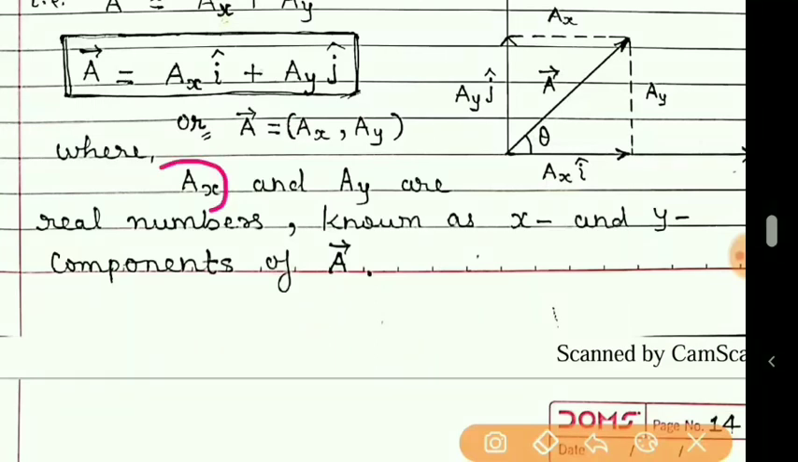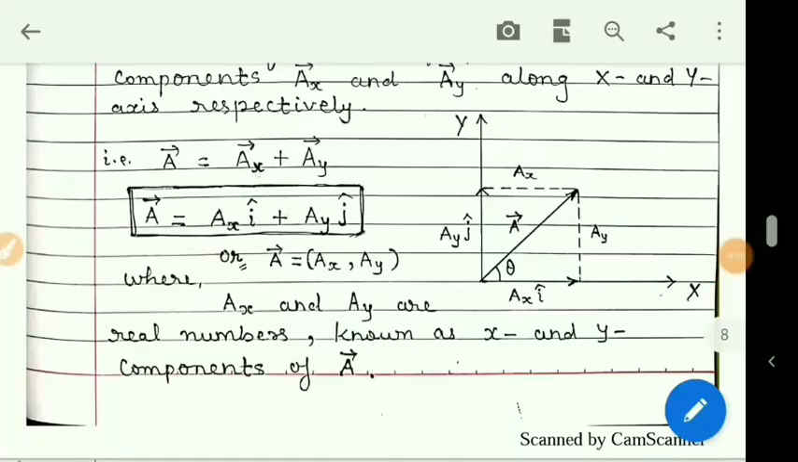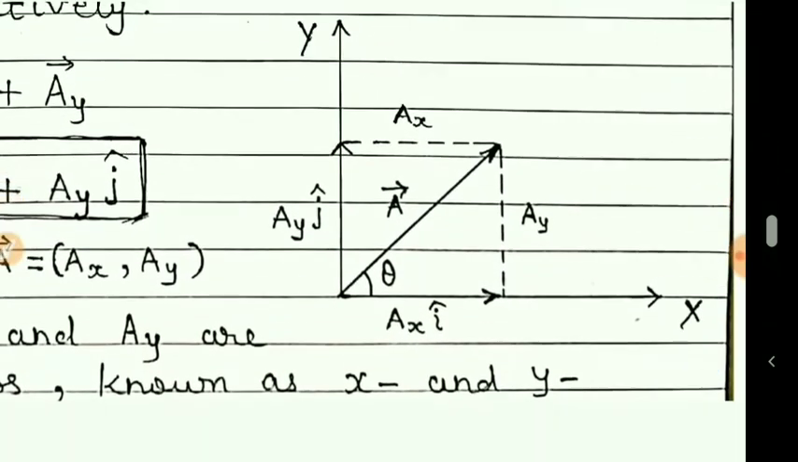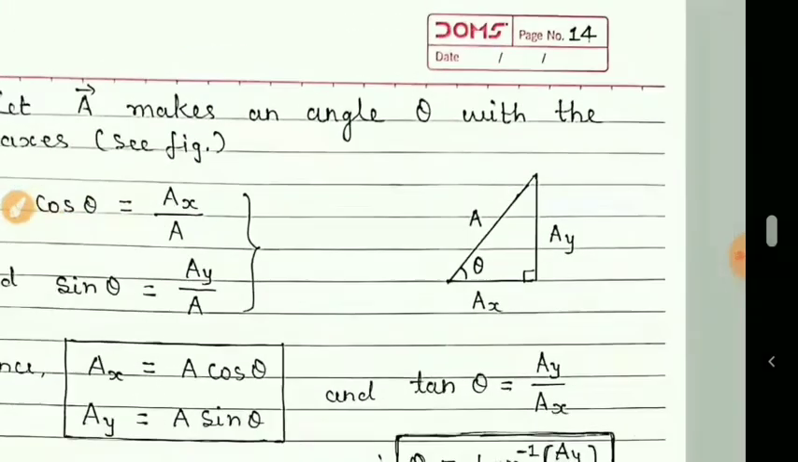Students, here this Ax and Ay are the real numbers which are known as the x and the y components of vector A. Now students, you can see here in this figure that this vector A makes an angle theta with the x-axis, and this theta shows the direction of this vector A. Now considering only magnitudes of A, then this, that is Ax, and this vertical line, that is Ay, we will not show these vector symbols, only magnitudes in our next figure. So this is the figure which only shows the magnitudes.